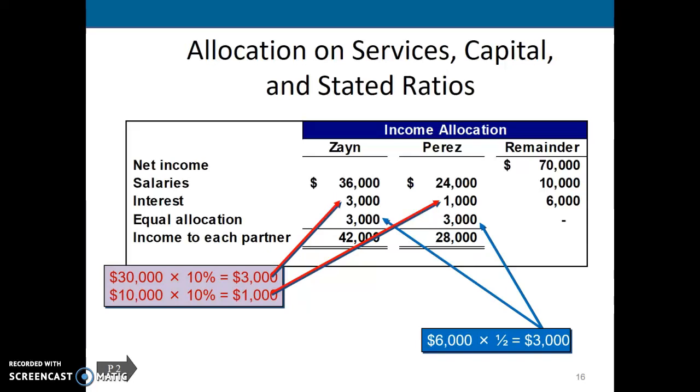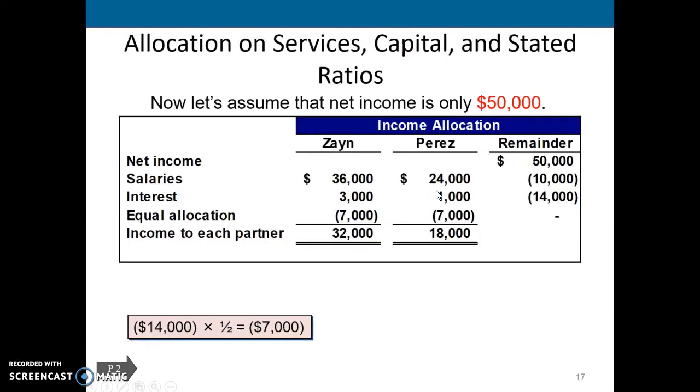So what if we only had income, instead of $70,000, of $50,000? How does that change this? Well, if we look at the first part, we begin with $50,000 instead of the $70,000 like our previous example, and we provide the allowance for the salary of $36,000 to Zane and $24,000 to Perez. After this allowance, we have a negative $10,000 that has to be allocated to those partners. So we have to use that interest percentage to apply them. So we had $3,000 interest for Zane and $1,000 for Perez.